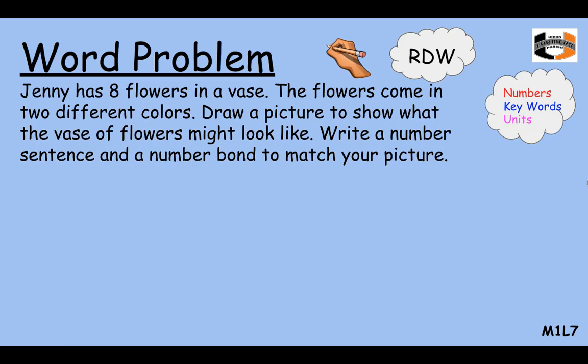Jenny has 8 flowers in a vase. The flowers come in 2 different colors. Draw a picture to show what the vase of flowers might look like. Write a number sentence and a number bond to match your picture. So already I'm beginning to feel like I can be creative with this word problem. It sounds like I get to choose colors, and I get to choose the parts of 8 that I want to show with those colors.